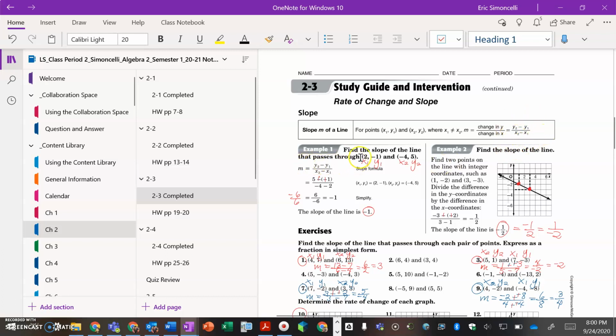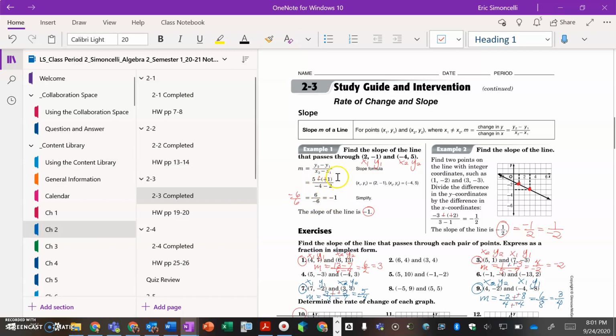For example 1, find the slope of the line that passes through 2, -1. I've already labeled x1, y1 for you, and -4, 5, which is x2, y2. Difference in y's over difference in x's, so I did 5 minus a -1, and I made it plus a positive to make it a little bit easier in the next step. -4 minus 2. This, of course, is 6. This, of course, is -6.